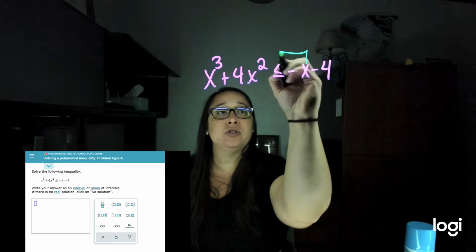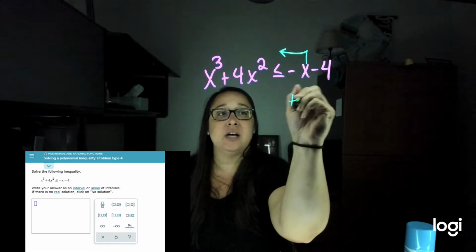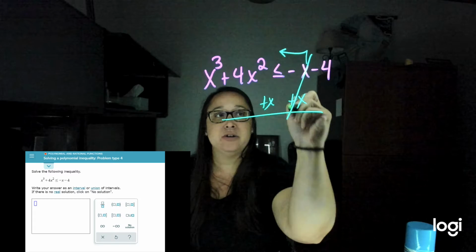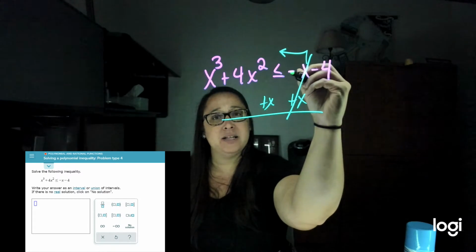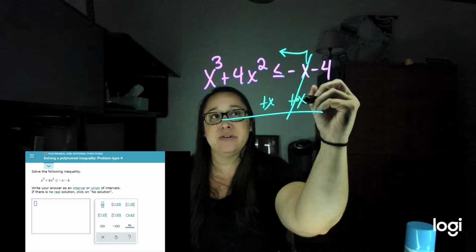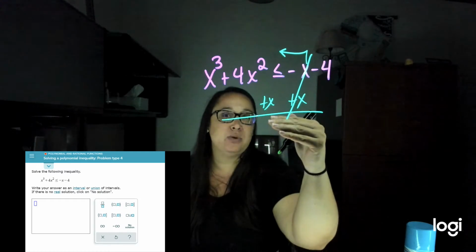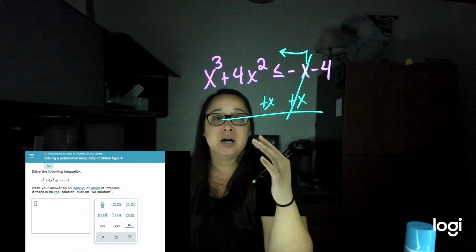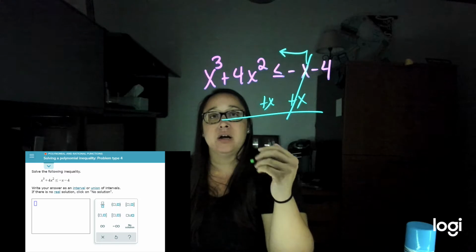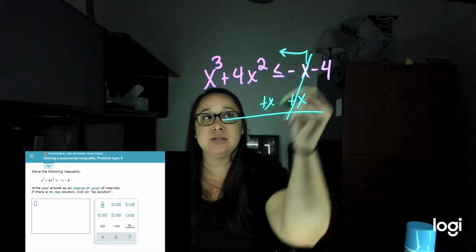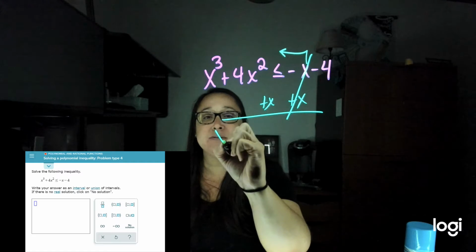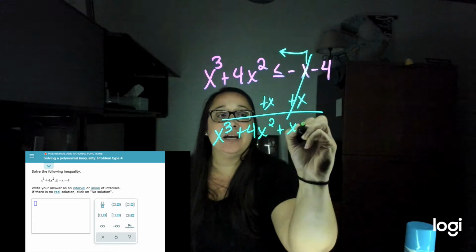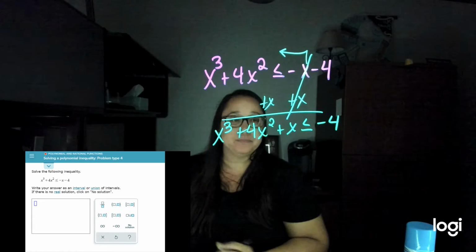So what I'm going to do is move this negative x to the other side by adding x, and I really don't have any like terms, so I'm just going to throw it in this empty space here. And the reason I add x, remember, is that positive x is the inverse of a negative x. So that just equals zero. I'm allowed to cancel that out because it equals zero. That's my additive inverse there, or my additive identity is zero. So that's what I'm trying to get here. So that leaves me with x cubed plus 4x squared plus x is less than or equal to negative 4.